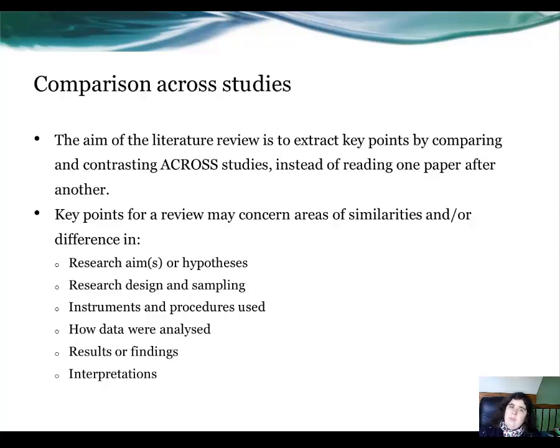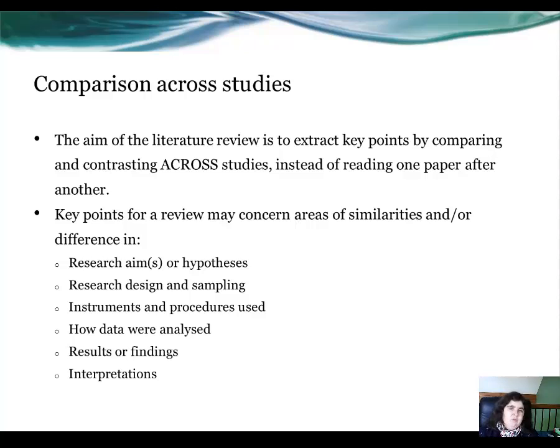When you're doing a literature review, the aim should be to extract key points by comparing and contrasting across studies, instead of reading one paper after the other. So you should have 3 or 4 papers open at the same time. And you should be looking at comparing and contrasting the methods that they have used for a similar study that has been conducted across those 3 papers.